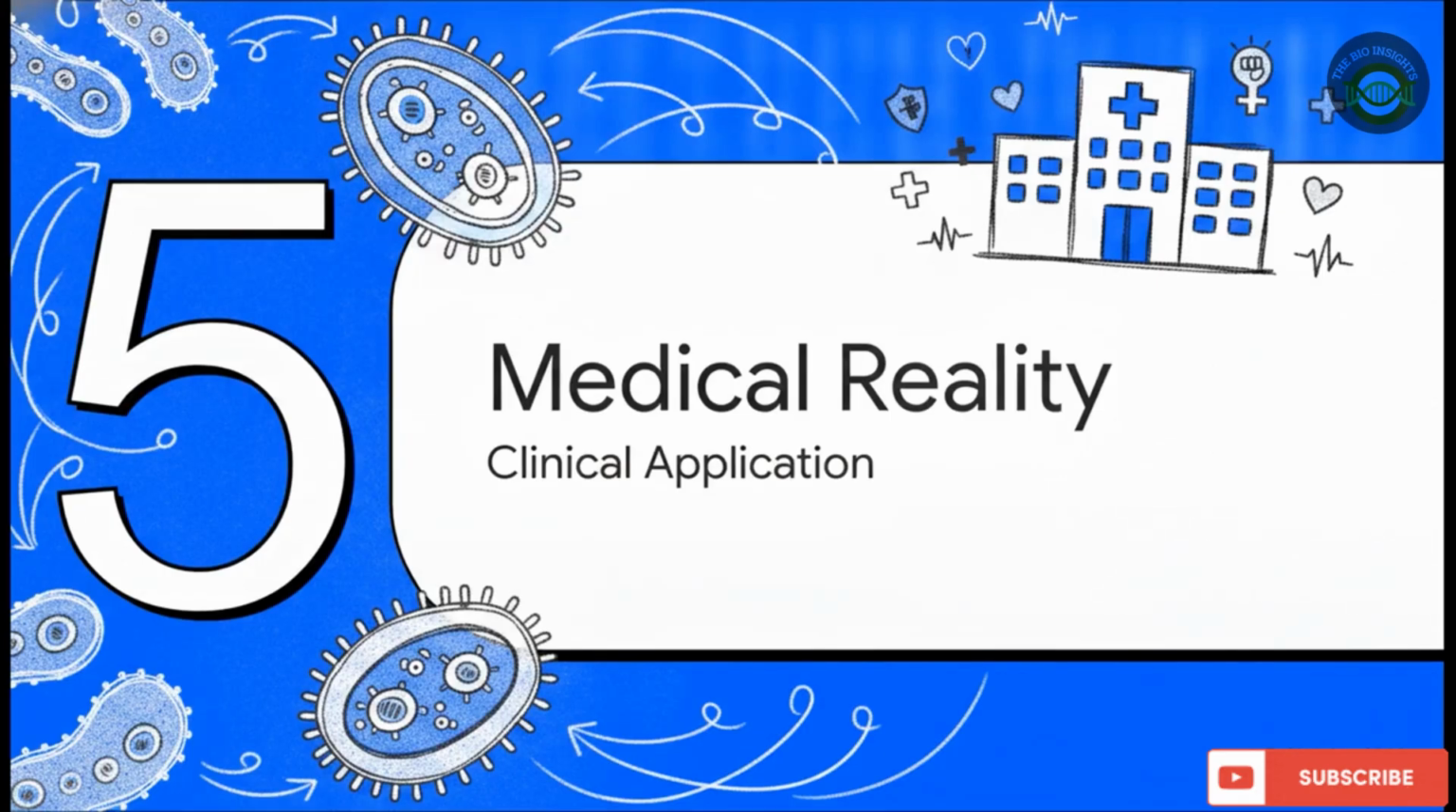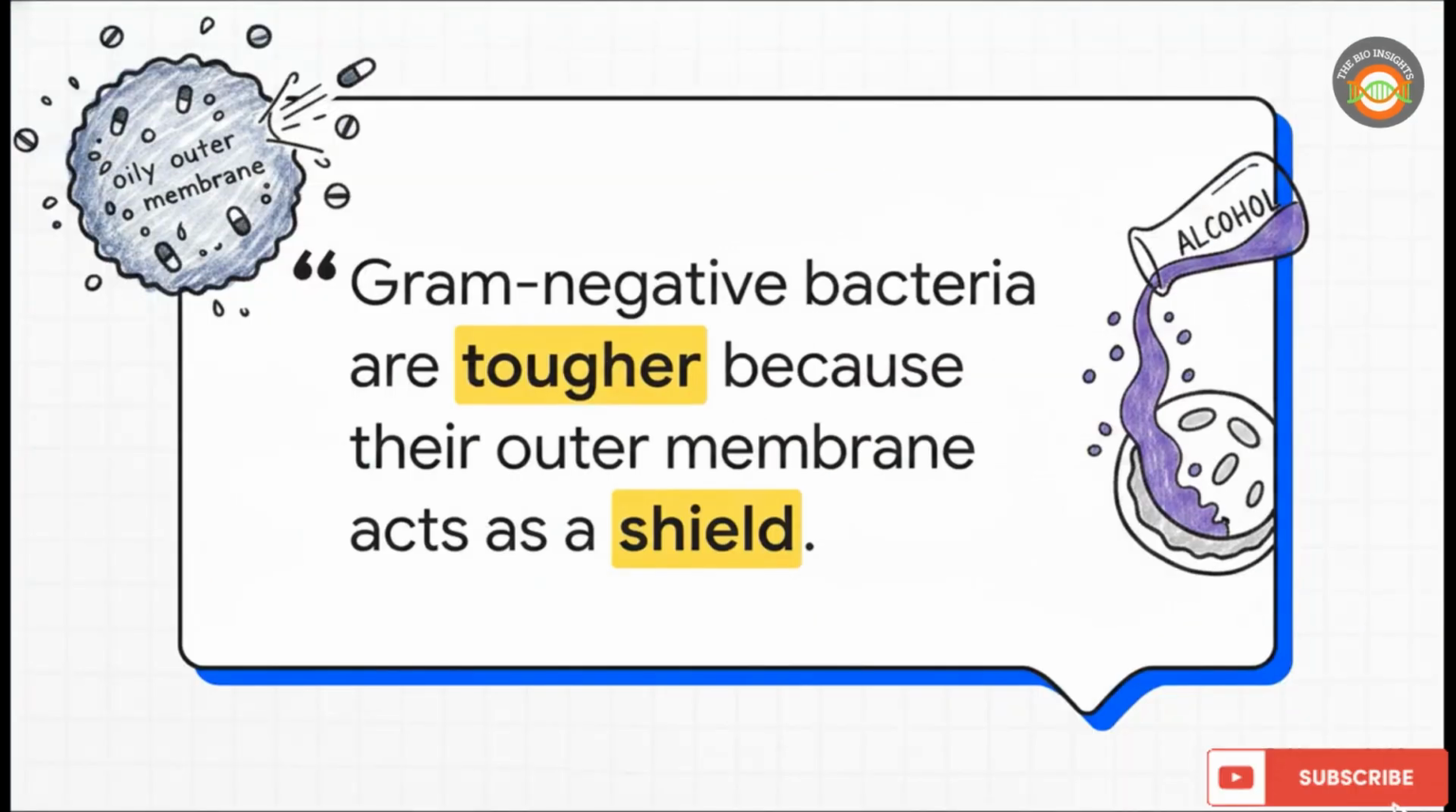All right, part 5, the high-stakes medical reality. Let's see how these microscopic details actually dictate hospital survival rates. As the quote says, gram-negative bacteria are tougher because their outer membrane acts as a shield. This makes them more resistant to many antibiotics and harder to treat. Gram-negative bacteria essentially use their oily outer membrane as an impenetrable shield against many common medications.